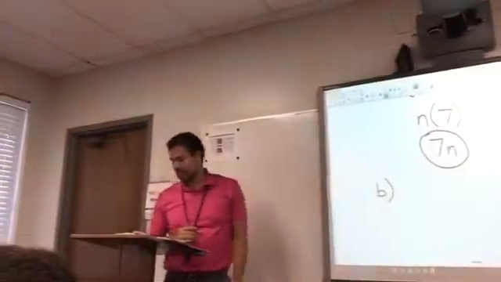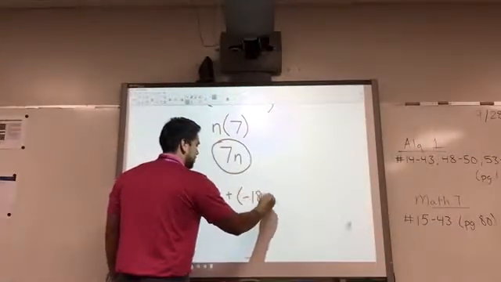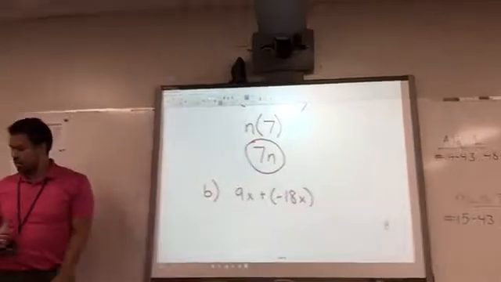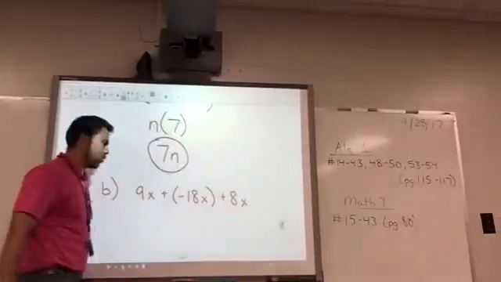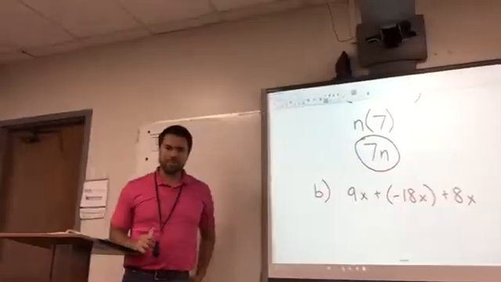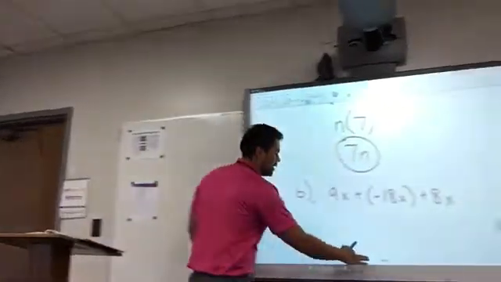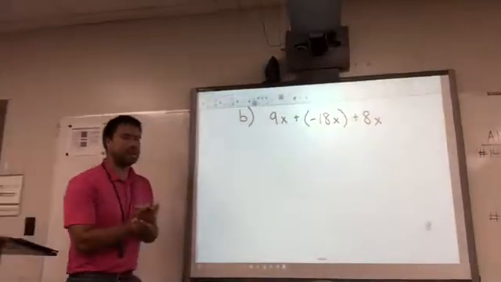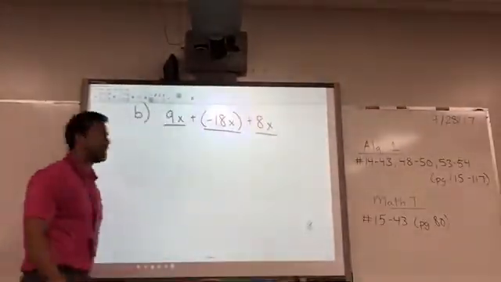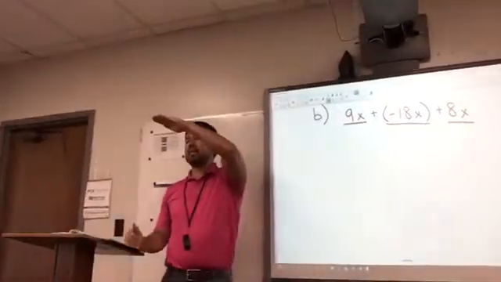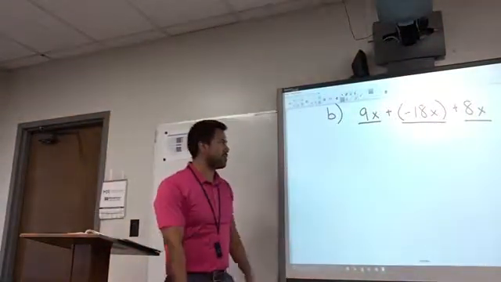This one is going to be 9x plus negative 18x plus 8x. All right. I live in a world where I don't remember any of the properties, so we're fine with that. Let's see if we can deal with it. All right. How many things are being added here? 3 things are being added. You guys agree? This is being added with this, and that's the third addend. Do you have to add in that order? No. But we're going to do it anyway.